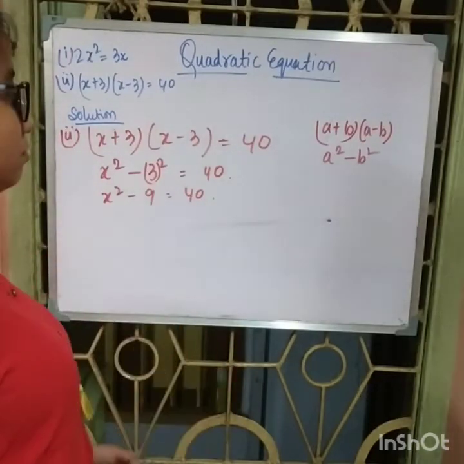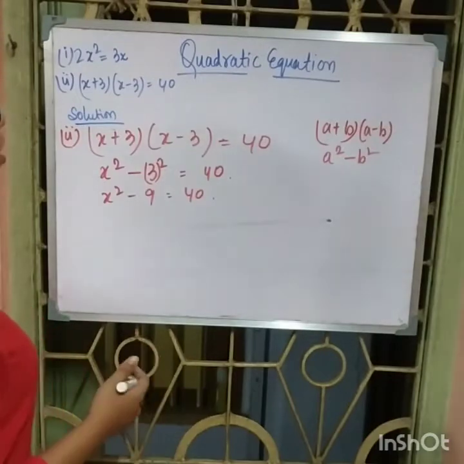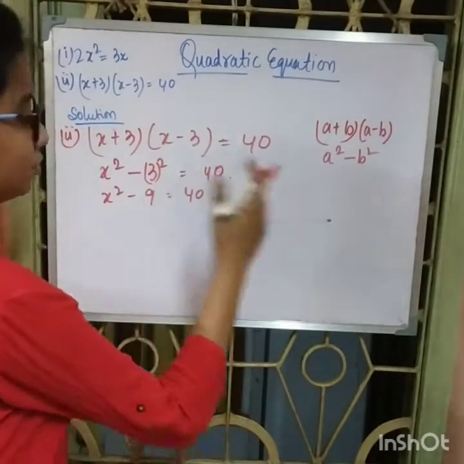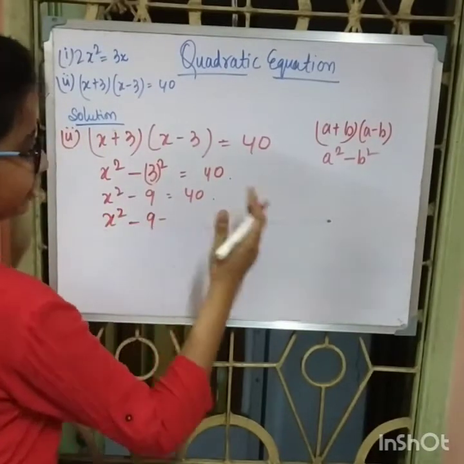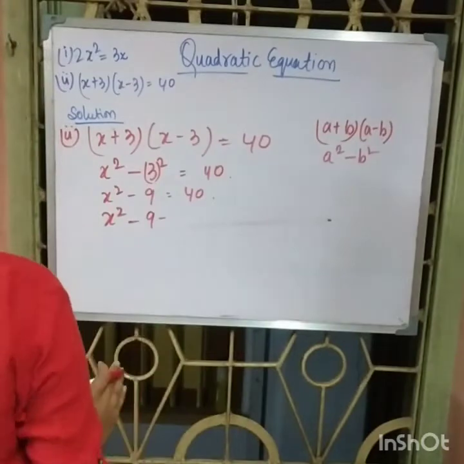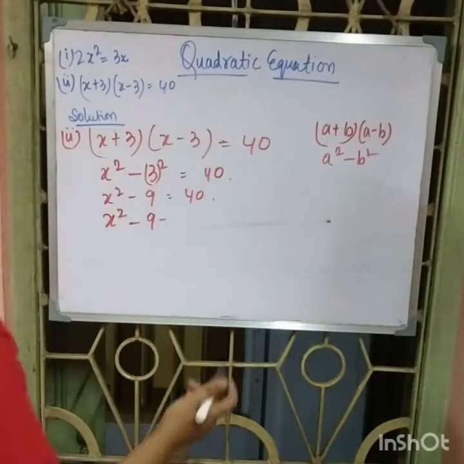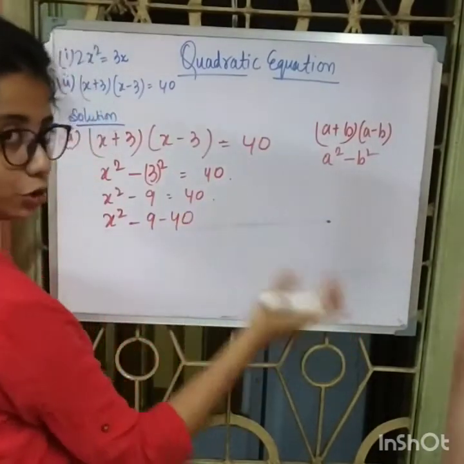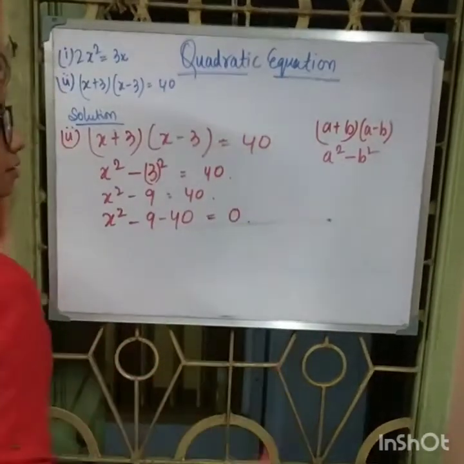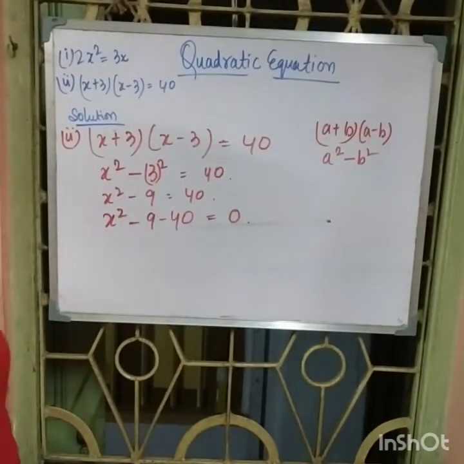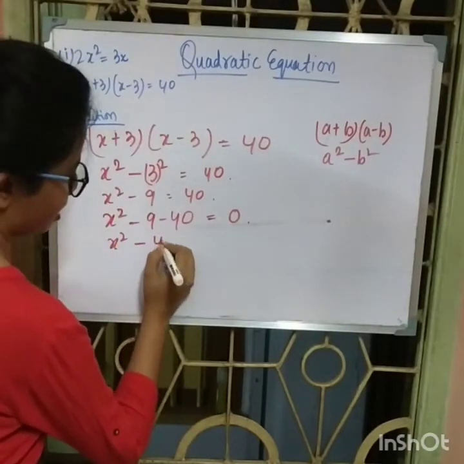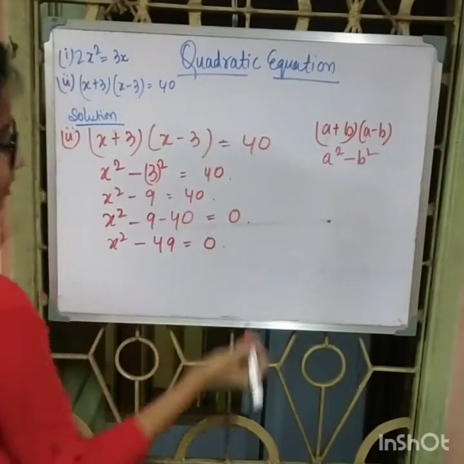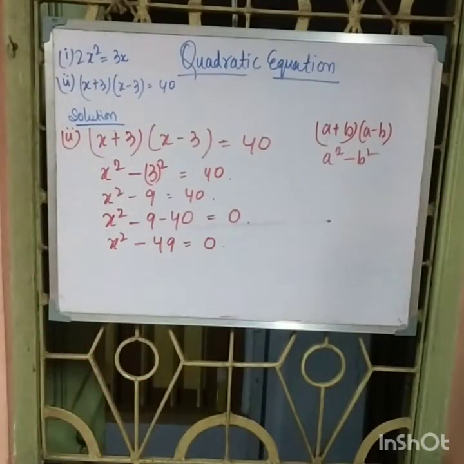Again, for solving the equation, we need to bring a 0 on the right side of the equal to sign. So let's bring everything else to the left hand side. So we'll get a 0 on the right hand side. We bring this 40 to the left. There will be only a 0 on the right side. So this is what we want. Then let's solve this. 49, right? No problem? Okay.